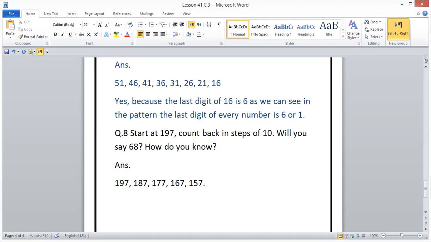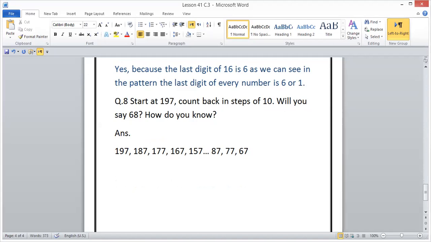After 157, I can put 3 dots and I can directly start from 87. 87, then one back, 77, and then 67. So you can see that there is no 68. We have 77 and the next number after 77 is 67. So will you say 68? The answer will be no. We will not say 68. How do you know? Because the last digit in the pattern remains the same, whereas the last digit of 68 is 8. So this will be the answer.